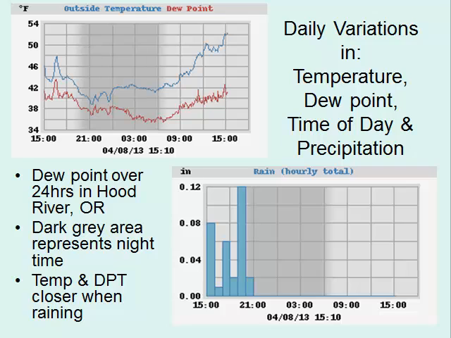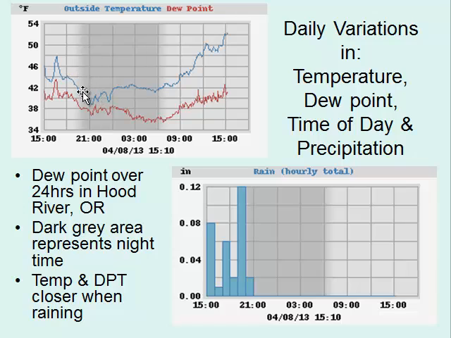These two graphs that we see here are from April 8th, 2013, and for the Hood River area. These are showing daily variations in temperature in the blue, dew point in the red, which is going to be the bottom line, the blue is the top, time of day in military time, and variations in precipitation. The dark gray area shows where the sun has set, so it's nighttime, and the lighter gray is during the day.